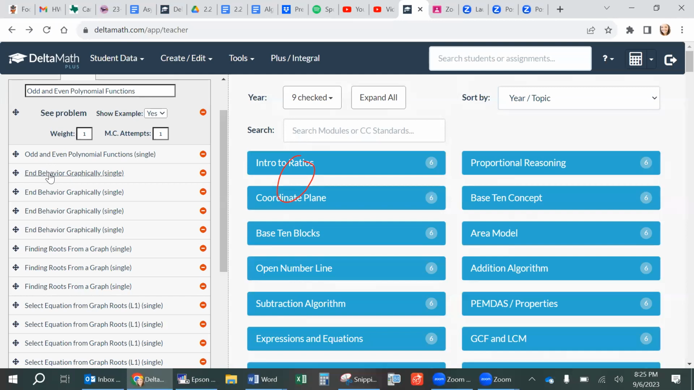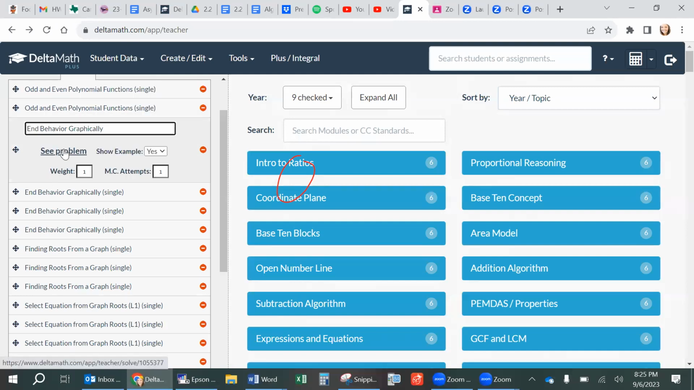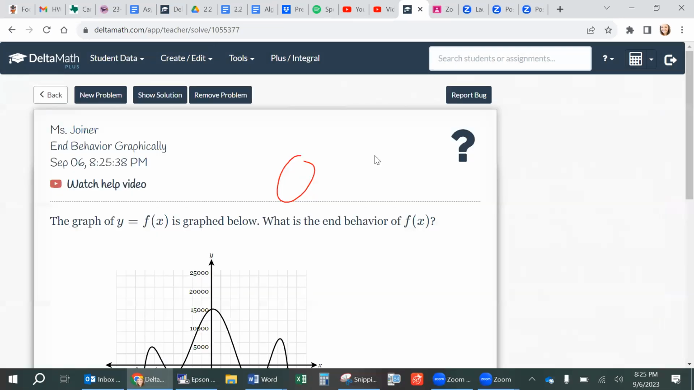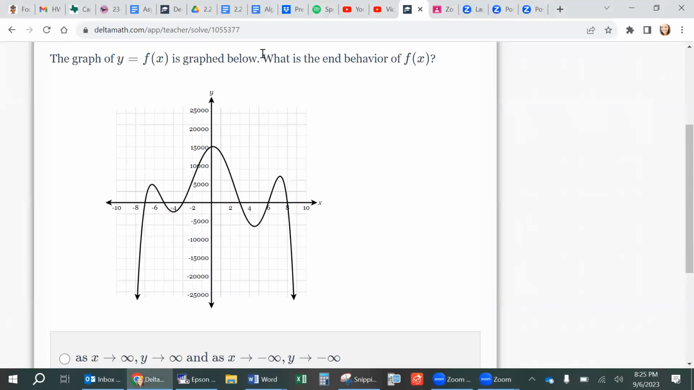Next, I'm clicking onto the third question. Feel free to pause and restart this as needed. Okay, here's your next question. It says, which of the following is the end behavior of f of x? So I'm going to look at my graph here.